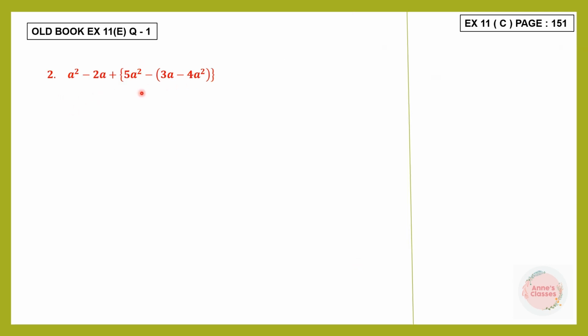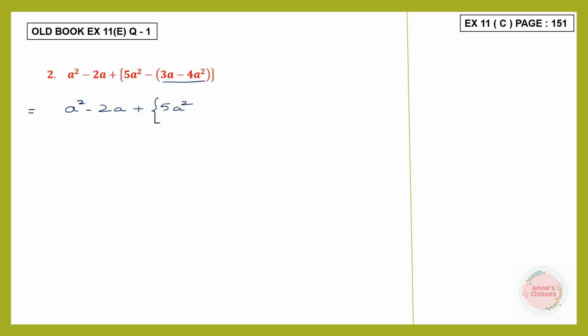Now look carefully and see, we have different operations and we also have brackets. And the brackets here are the curly brackets and the parentheses. And parentheses have to be removed first. So we're going to begin this by removal of this. Okay, so let's begin. Everything else will remain the same. So a square minus 2a plus, and then we have the curly brackets. So draw the curly brackets. Inside that we have 5a square.